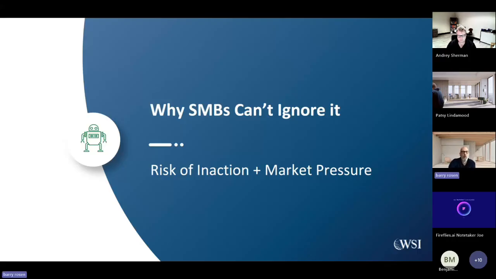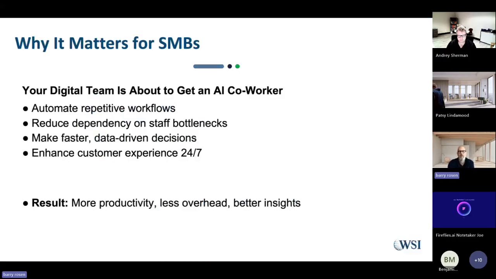So why is this important to you? Why does this even matter? Why are we even talking about this with you today? Well, the reason is Microsoft has told us that they have a vision for the organization of the future. And so your team is about to get an AI coworker.